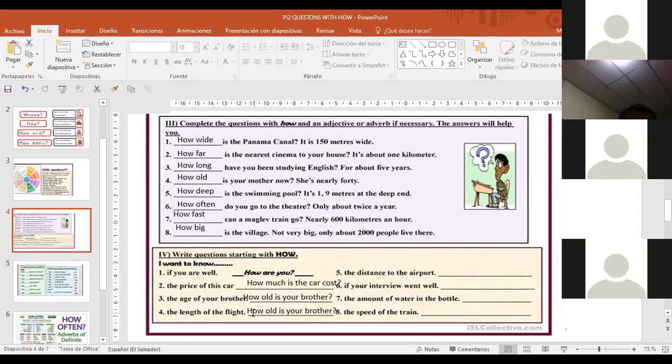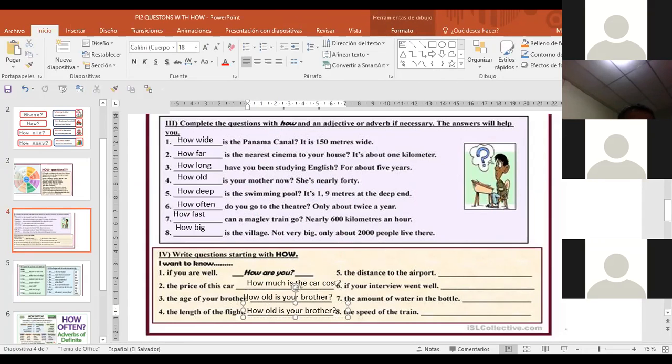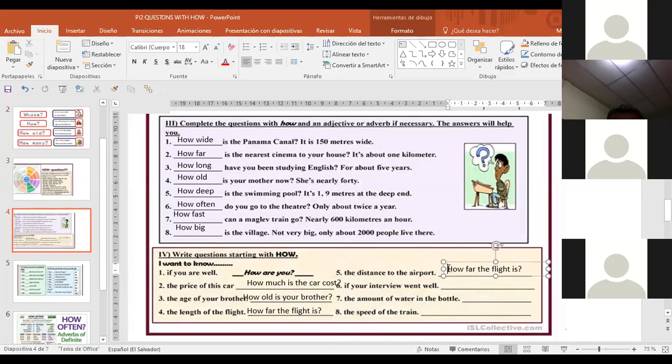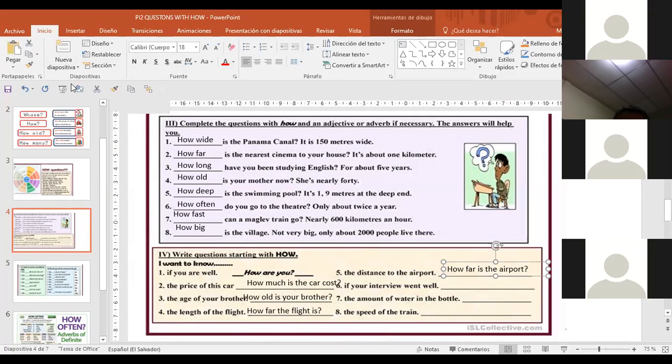So let's go back here. How far is the flight? Yes. Or we can use how far the flight is. Okay. Very good. What about number 5? How far is the distance? Yes. How far is the airport? Airport. Very good. What about number six?